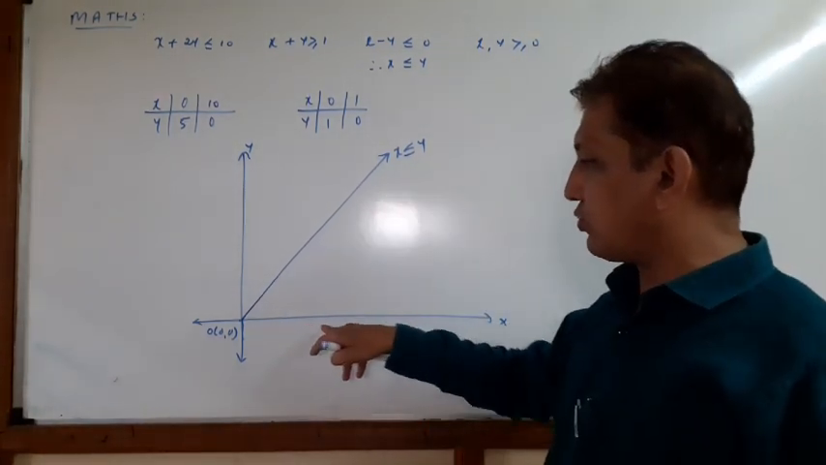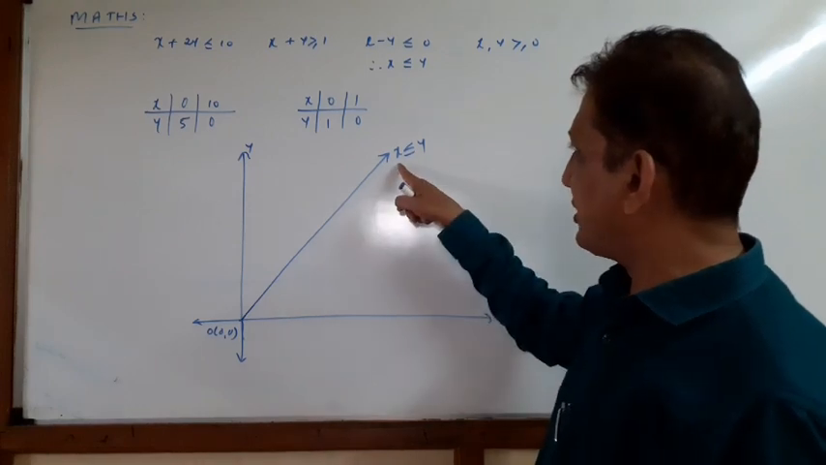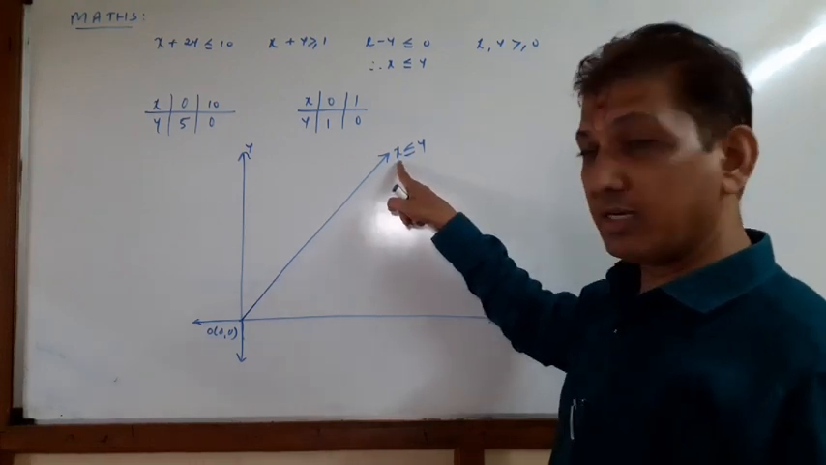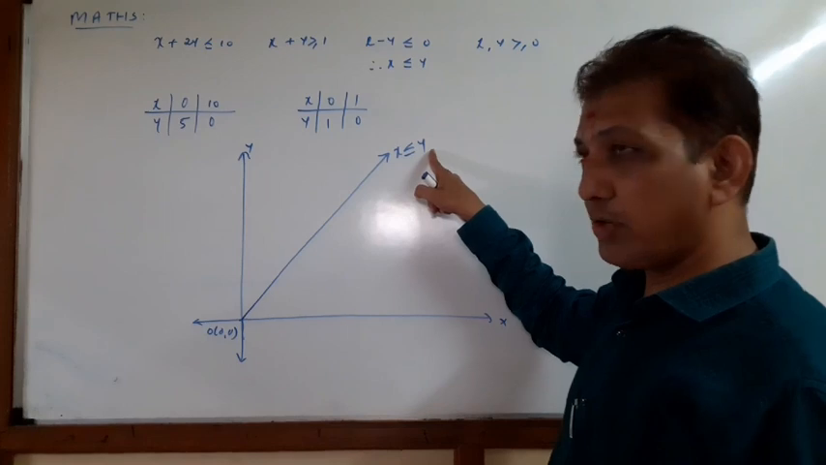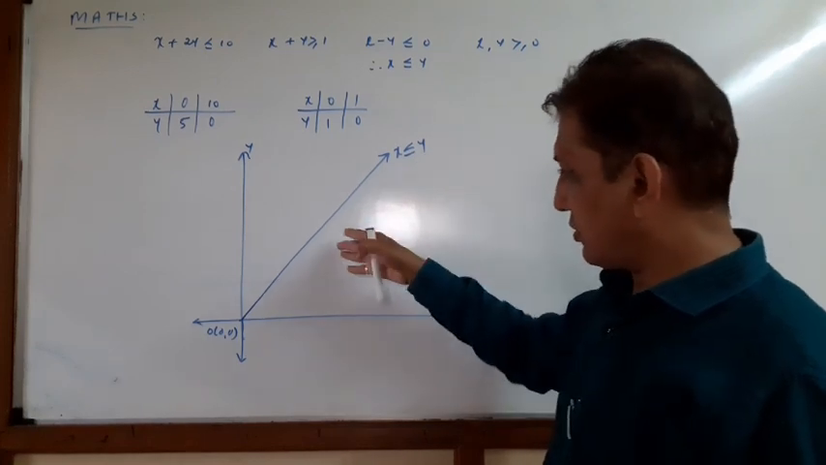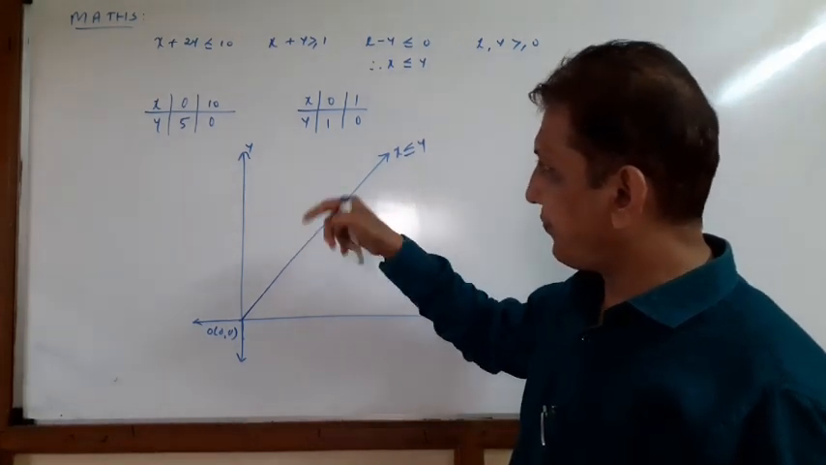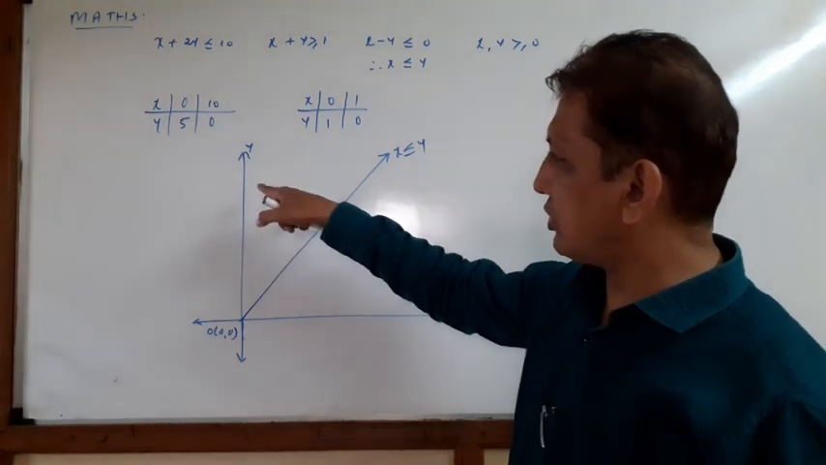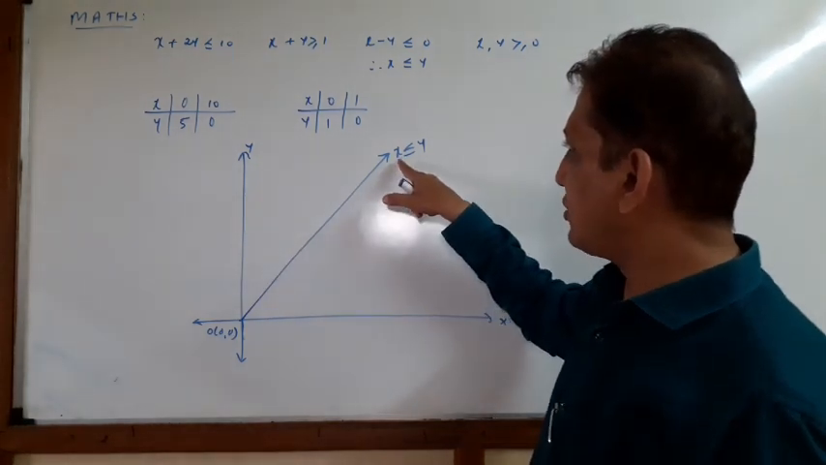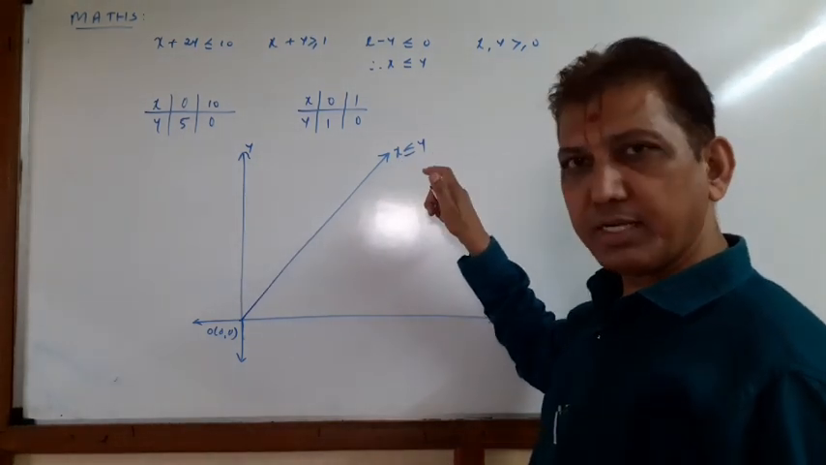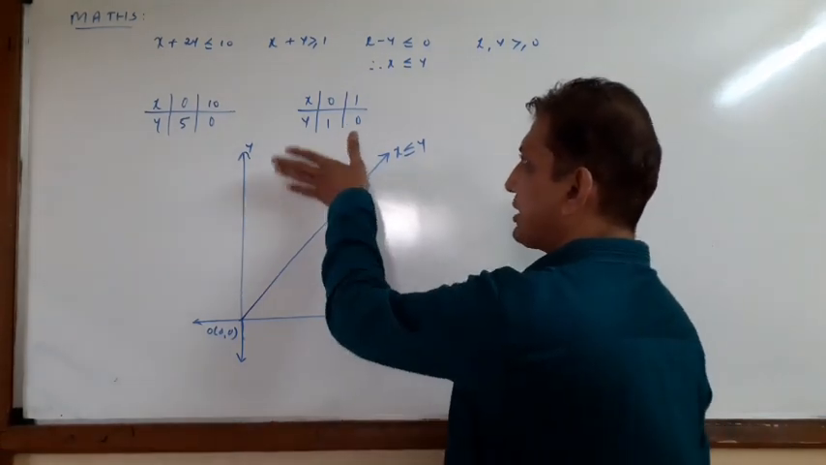Suppose we take 1, 0; 2, 0; 3, 0; 4, 0. Put here 1, 0. 1 less than or equal to 0. Possible? No. So this one is not included. This one is. Check here 0, 1; 0, 2; 0, 3. Put here 0, 3. x is 0, y is 3. 0 less than or equal to 3. Right side. Okay, so this one is included.